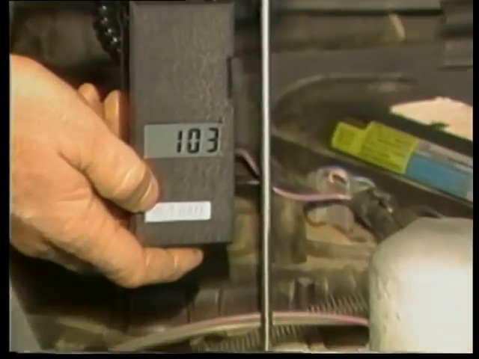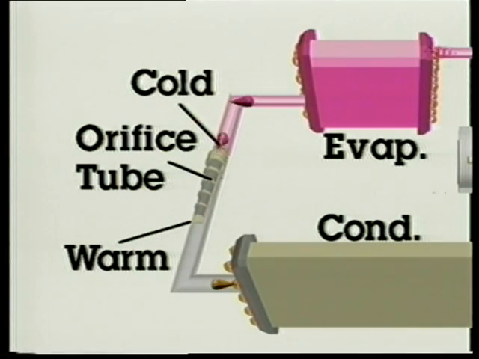Here we are measuring high side temperature right before the orifice tube. As this animation demonstrates, the line should be warm on the high side of the orifice tube and cold on the low side of the orifice tube.